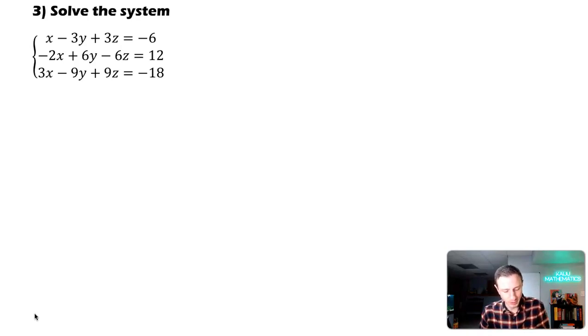So what I'm going to do is multiply the top one by 2. So I'm going to multiply equation 1 by 2. And the reason I'm thinking about that is because I want to make this x a 2. That's what I want to have happen. So I have to multiply the whole top equation by 2. So let's go ahead and do that.